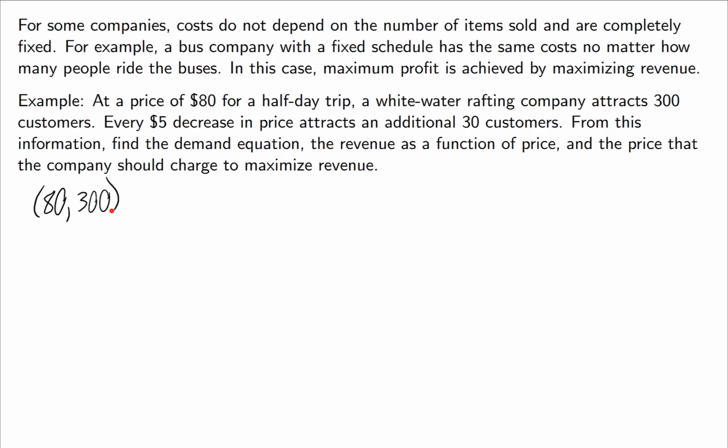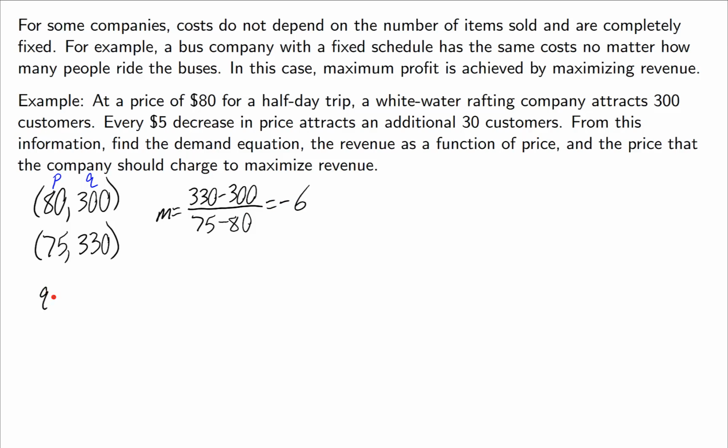For every $5 decrease, they attract 30 more customers. So if I decrease it by $5, I get 75, and the additional 30 customers will give me 330. From this, I can make a demand equation and a revenue equation and figure out how to maximize the revenue. Keep in mind that this is P and this is Q. So let's find the slope first. We get 330 minus 300 over 75 minus 80. That looks like 30 over negative 5 is negative 6.